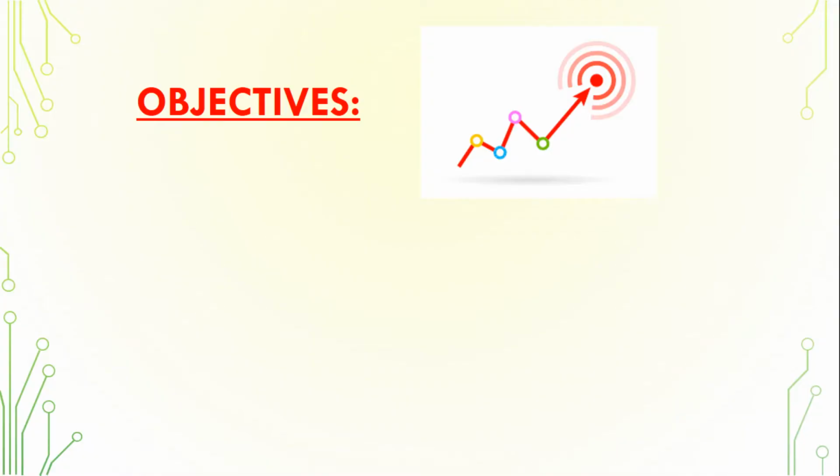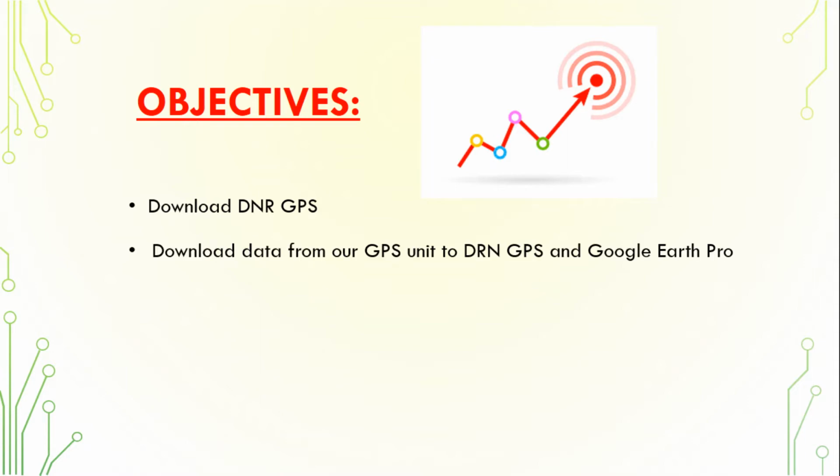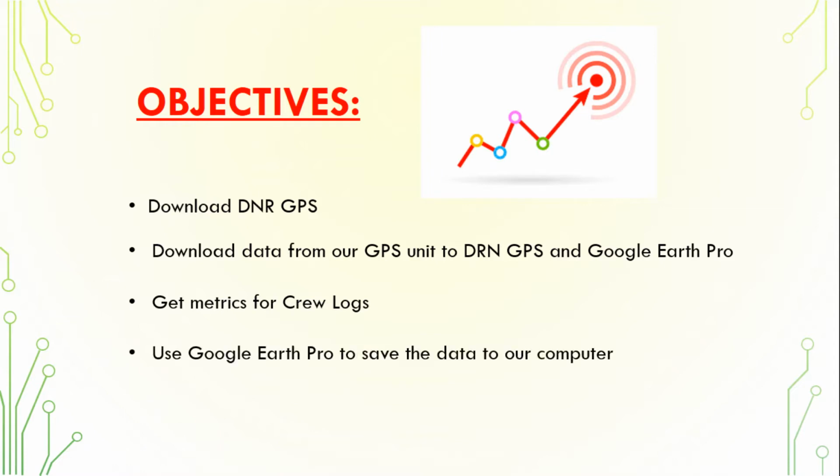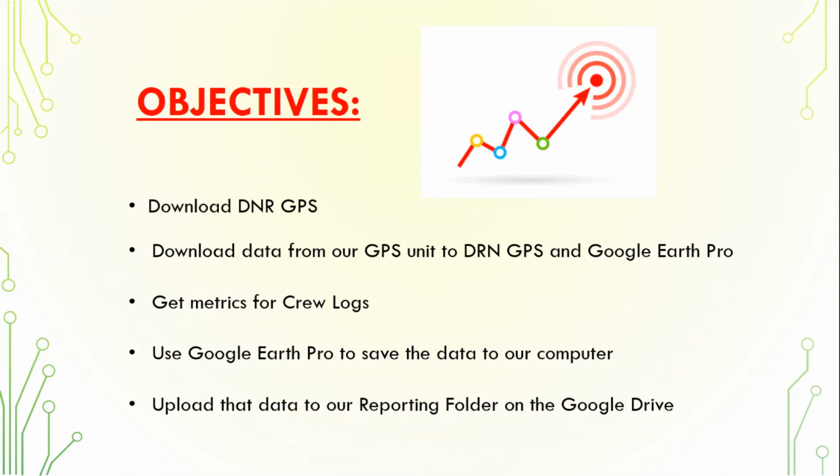Here is an overview of the objectives of today's video. Together, we will walk through downloading DNR GPS, the software we will use to transfer data from our GPS to our computer. Once DNR GPS recognizes our data, we will be able to download it to Google Earth Pro. On Google Earth Pro, we can make any necessary edits to our data so that we can find the metrics to input into our crew logs. When our data is good to go, we will use Google Earth Pro to save the data to our computer. And lastly, we want to make sure to upload that data to our reporting folder on the Google Drive.